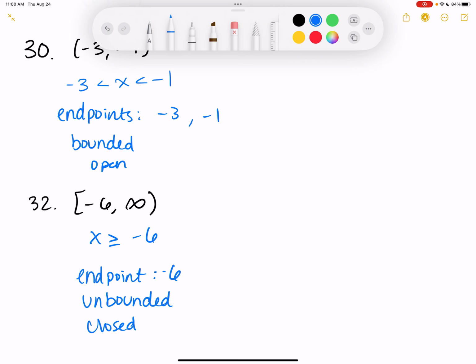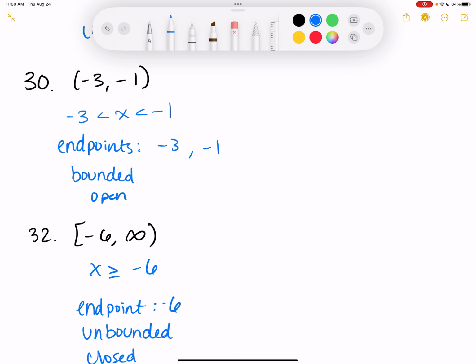And don't forget with the ones like this one, you do have the option of it being half open as well, if it was a bracket and a parentheses. But if it has the infinity, then it's just whatever the other symbol is.